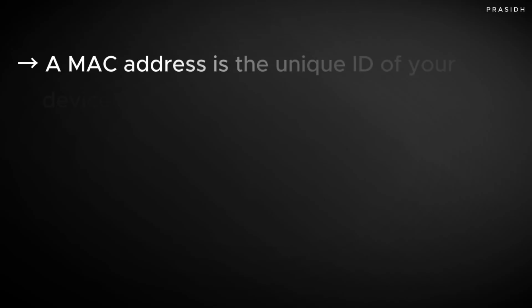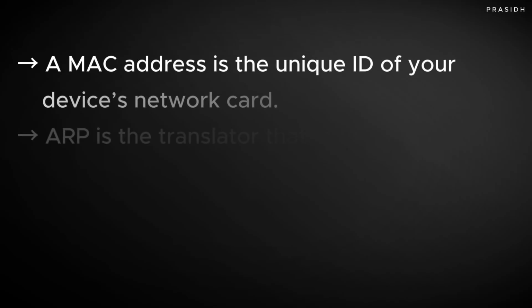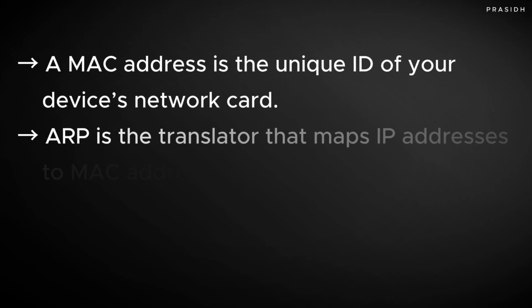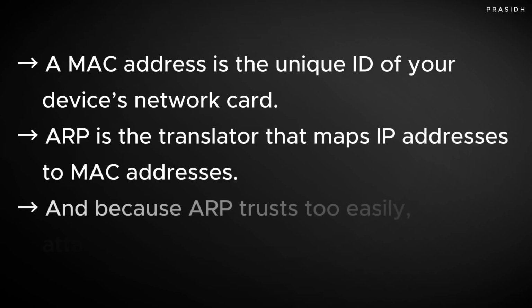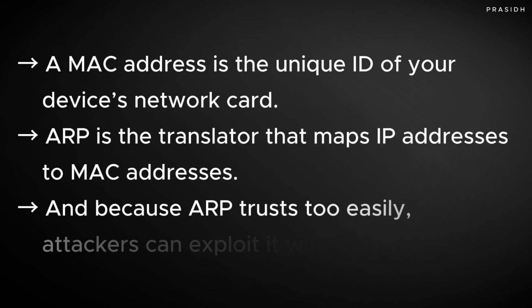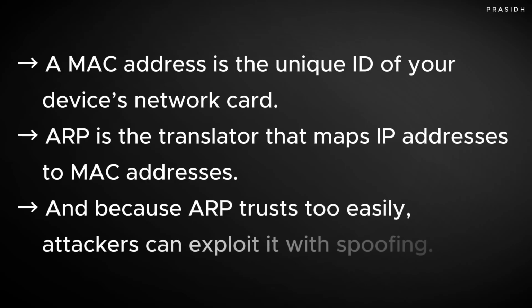Conclusion. So, here's the key takeaway. A MAC address is the unique ID of your network card. ARP is the translator that maps IP addresses to MAC addresses. And because ARP trusts too easily, attackers can exploit it with spoofing. If you want to understand how devices really talk and how attackers sneak into that conversation, MAC and ARP are the foundation.